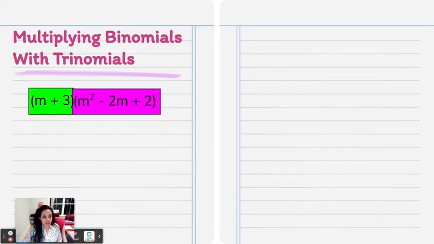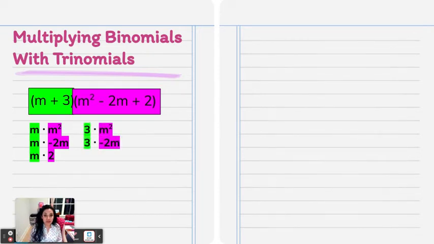Just like before, I want to make sure everything in my binomial gets multiplied to everything in my trinomial. So that means m and m squared, m and negative 2m, m and positive 2. So m went to everything in the trinomial. So now to make sure the same for 3 into the trinomial. So 3 with m squared, 3 with negative 2m, and 3 with 2. Again, this is a perfectly good method if you understand this and just want to write it out this way.